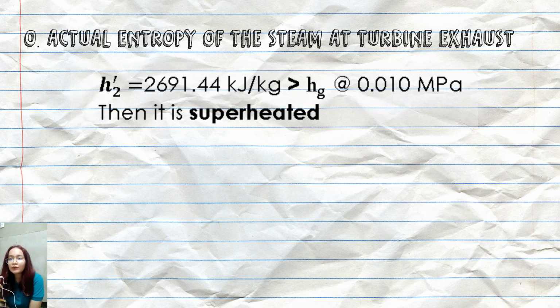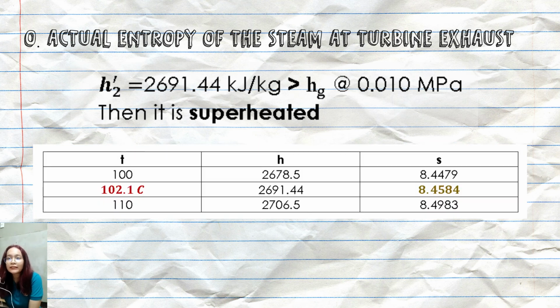Since the condition is superheated, we need to look at table 3 on the steam tables, specifically on page 16 at the pressure of 0.010. We need to find where the value of the actual enthalpy is, and it is in between the temperatures of 100 and 110. Now, we can make the table needed for the interpolation. From the data on the table, we can now do the interpolation for the actual entropy.